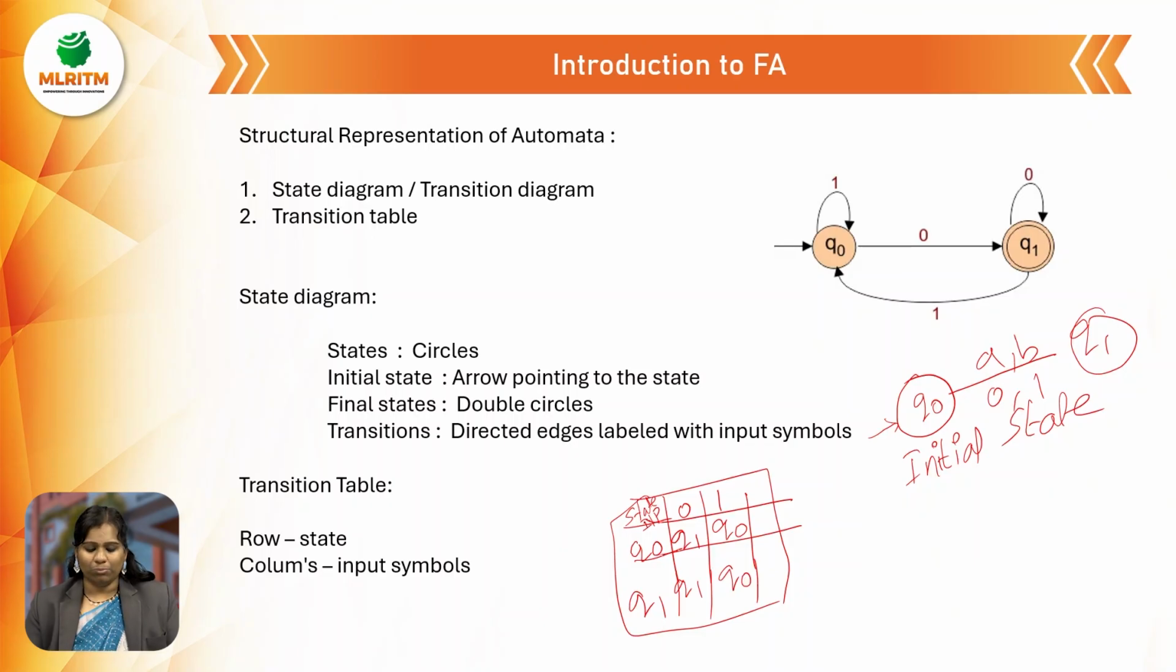The transition table contains rows and columns. The rows contain states. How can we represent a state? With a single circle. Whenever a circle is at the starting, it is recognized with an arrow mark, and it is known as the initial state. Passing an input symbol from one state to another is known as a transition function. The fourth one is the final state, which is represented with the double circle.